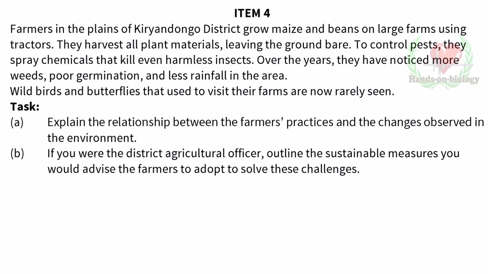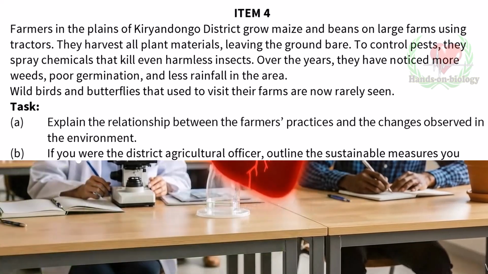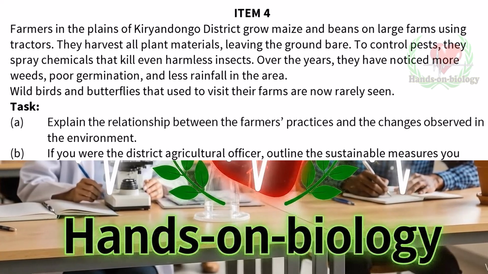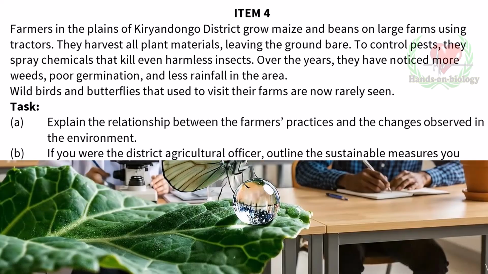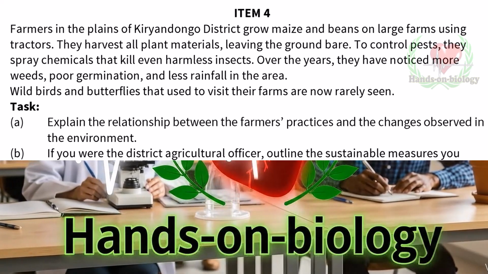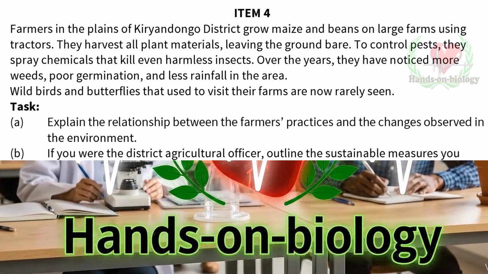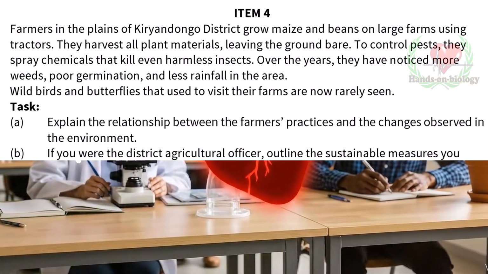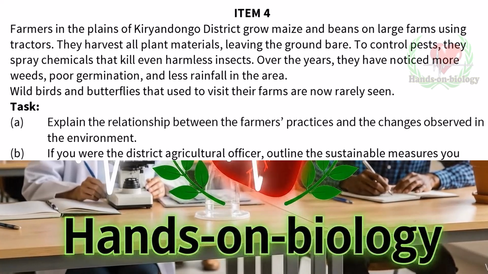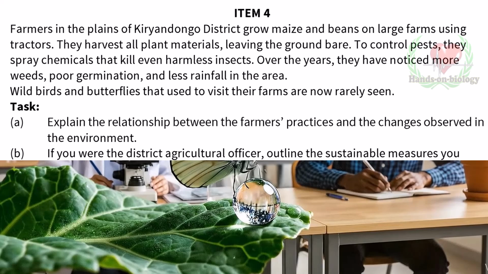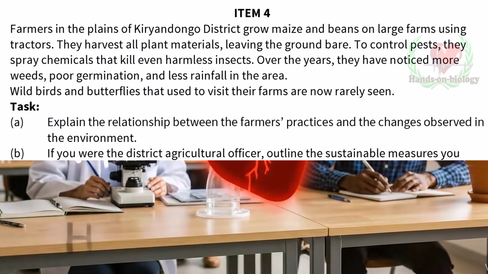Item 4. Farmers in the plains of Kiryandongo district grow maize and beans on large farms using tractors. They harvest all plant materials, leaving the ground bare. To control pests, they spray chemicals that kill even harmless insects. Over the years, they have noticed more weeds, poor germination, and less rainfall in the area. Wild birds and butterflies that used to visit their farms are now rarely seen.